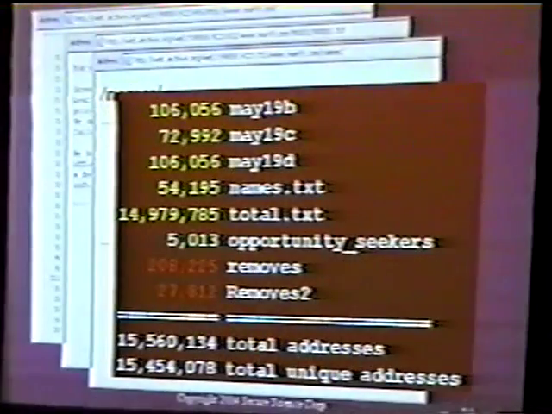And how many email addresses did they have? Well, back in 1997, when spam technology was nowhere near as sophisticated as it is today, they had 15.5 million email addresses. Of those, 5,000 are grade A, about 200,000 are grade C, and all the rest are grade B.